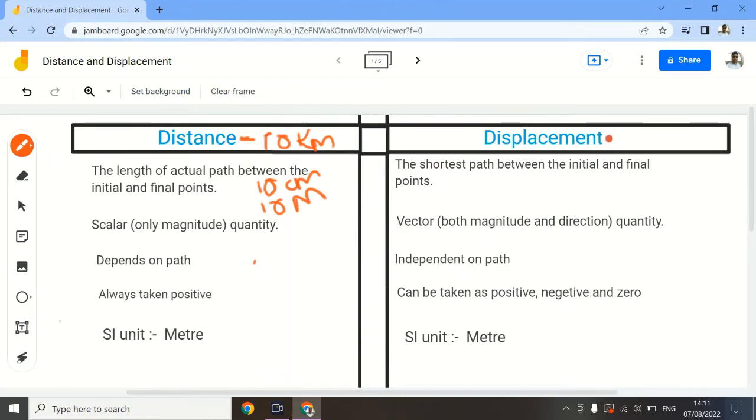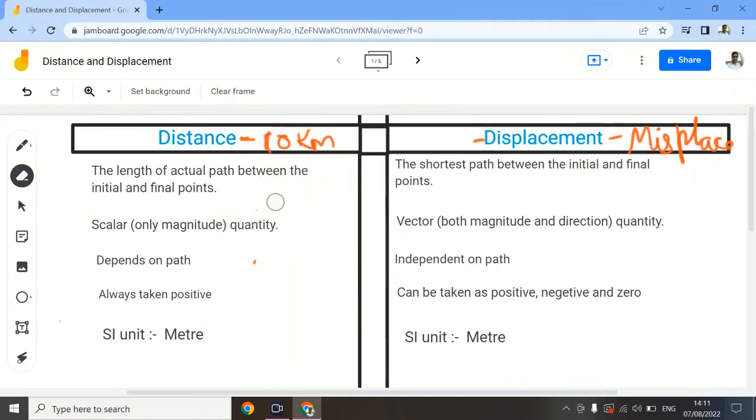And what is displacement in common terms? It is misplacing things, right? We say, do not misplace the things. That's in common terms. But today we are going to see the actual meaning of them both in scientific terms, in physics. So let us start the video now.